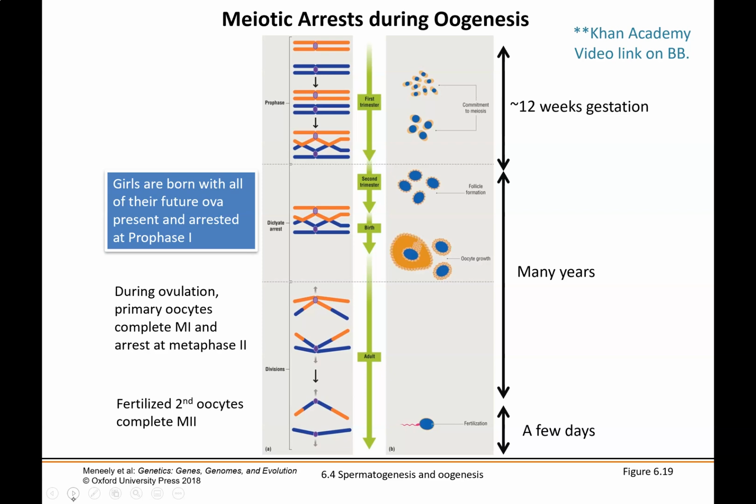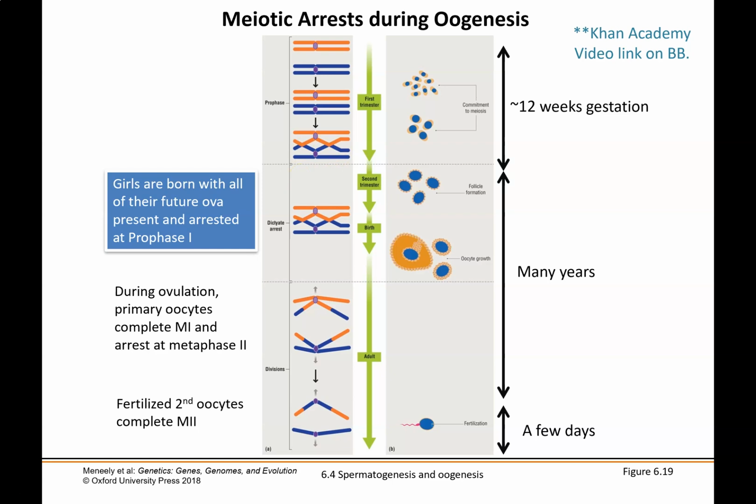So meiosis 1 begins very, very early on within the first 12 weeks, the first trimester of a baby's growth and gestation. Meiosis 1 actually happens early on and then is arrested or paused even before that baby is born. So the outcome of this is that girls are born with all of their future eggs present, and they're arrested at prophase 1. So they form their synapses, their chiasmata. They are all ready for their crossing over.